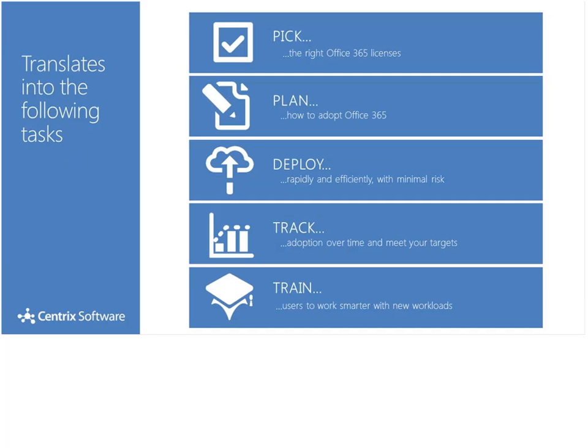So, as I explained in the previous slide, the different steps that you take roughly translate into the following tasks. So, the first task is to pick the right Office 365 licenses for your organisation. The step after that, following that, is planning how to adopt Office 365. Then there's deployment, and you want to deploy as rapidly and efficiently as possible with minimal risk, so that you don't affect your users as you move them.